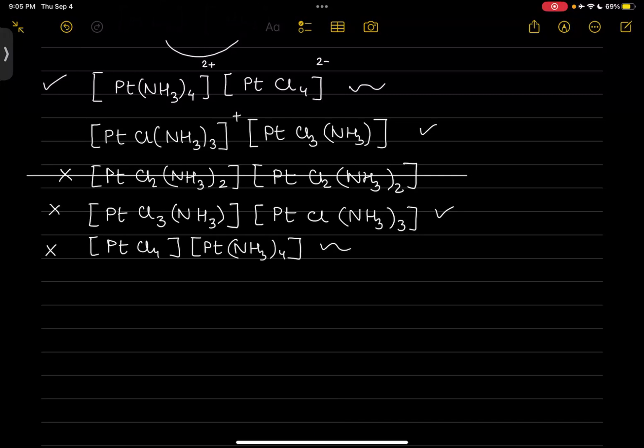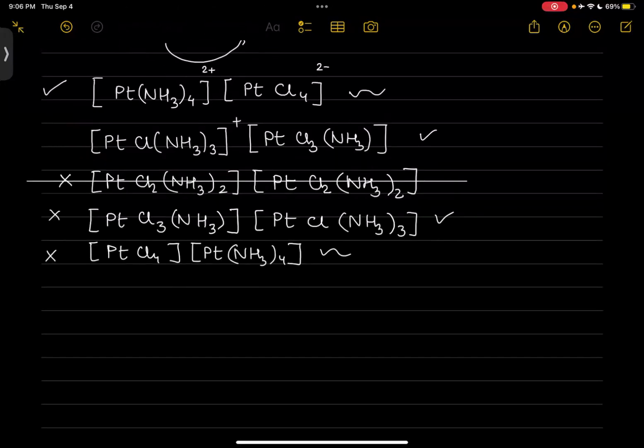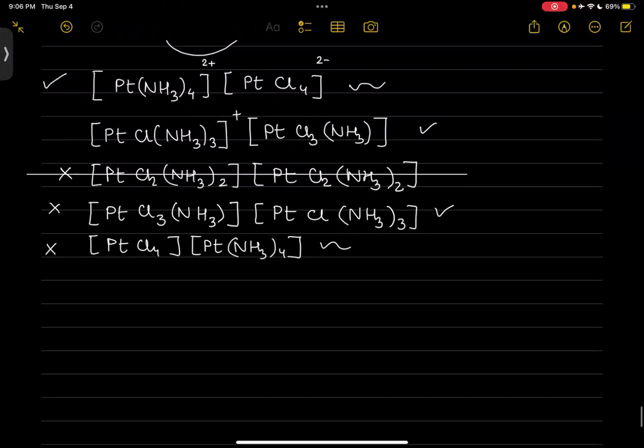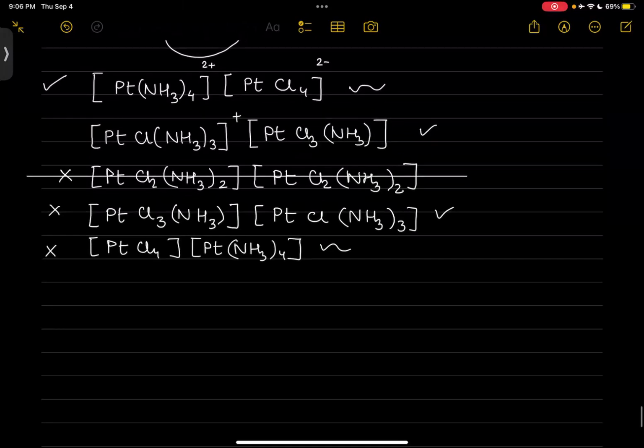Is it clear to everyone? Any doubts in this? So we need to exchange the ligands. We need to be very careful that they should not become neutral. One thing is this, that they should not become neutral. Another thing is there should not be repetition of cases. That also you need to keep in mind.